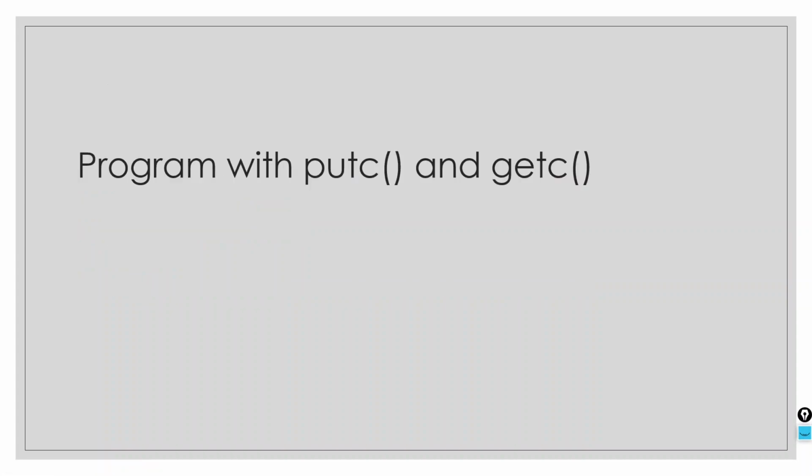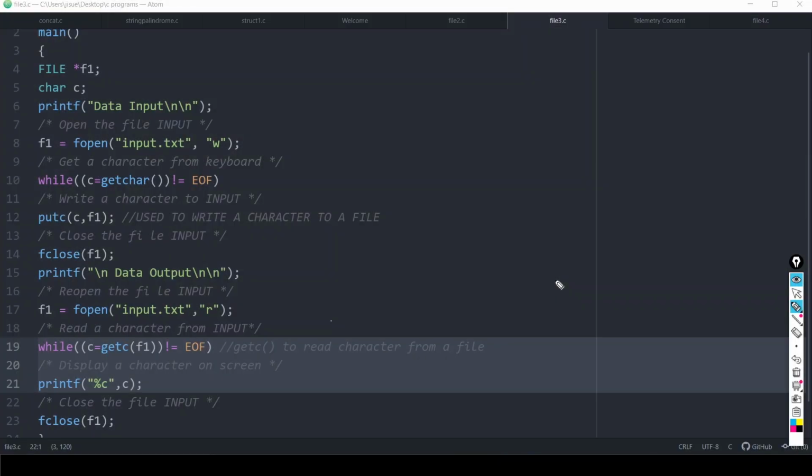So now let's check a program with putC and getC. This is a program to read a character from a file using getC and to write a character to a file using putC. First step, we have FILE *F1, where we are declaring a file pointer, and then we give a print saying data input, and then the first step is opening a file. fopen is a function to open a file. So fopen("input.txt"), and first we have to write to the file, so the mode is w for write mode.